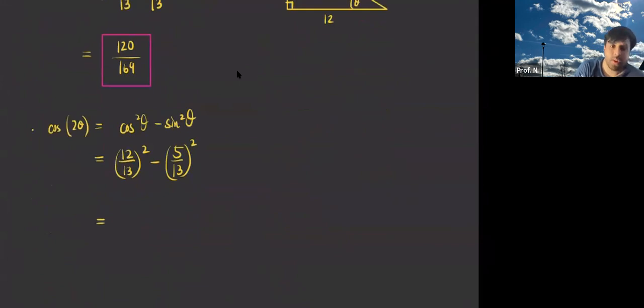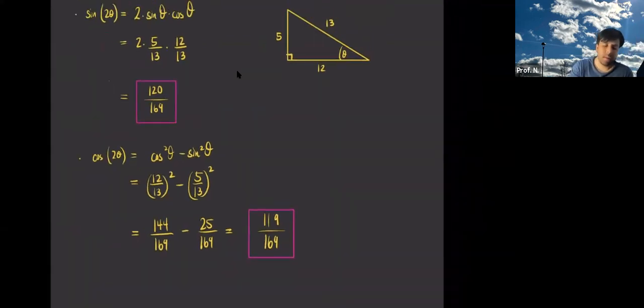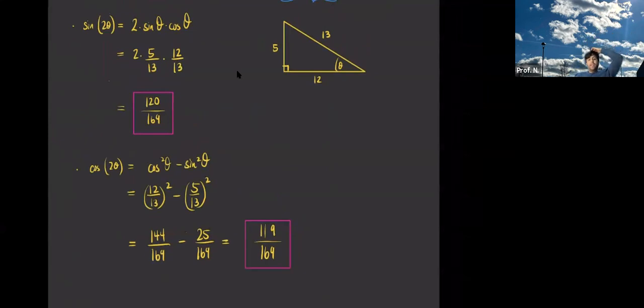What's 12/13 squared? It's 144/169 minus 25/169. What's 144 minus 25? This becomes 9, and then this becomes 119. So the answer is 119/169. So sine of twice the angle is 120/169, and cosine of twice the angle is 119/169.